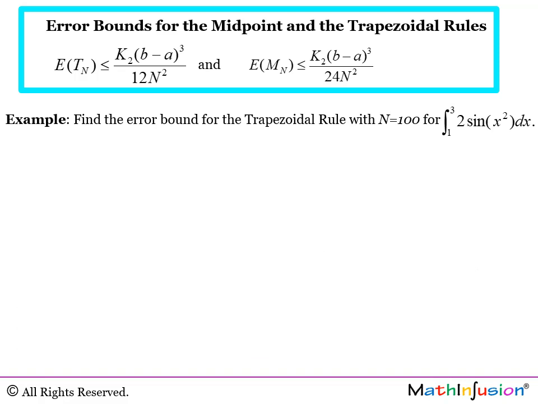Example. Let's find the error bound for the trapezoidal rule with n equals 100 for the integral between 1 and 3 of 2 sine of x to the power of 2 dx. First, we are going to just use the formula with b equals 3, a equals 1, and n equals 100.